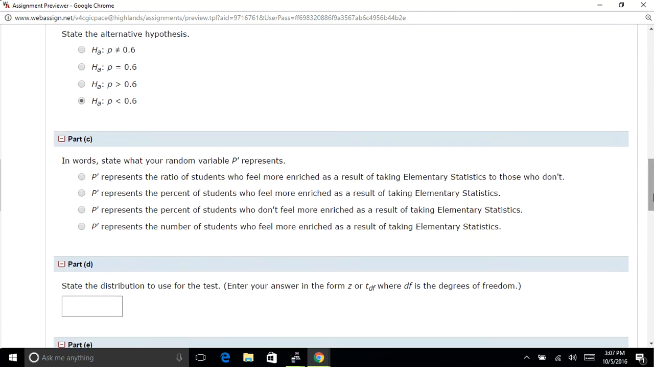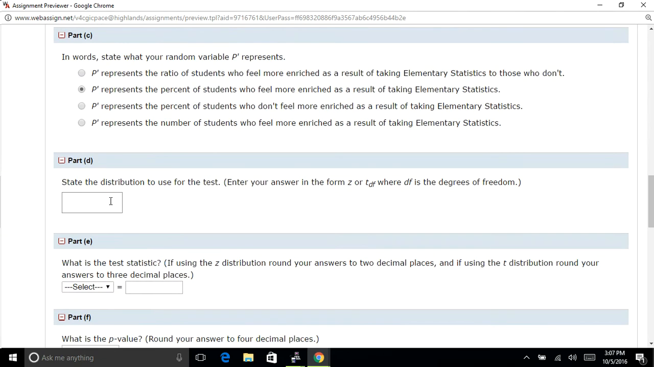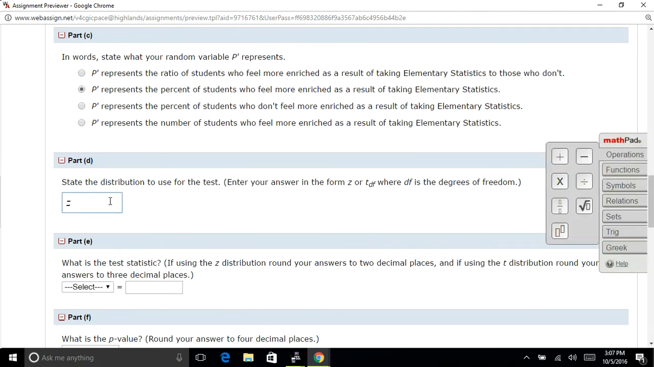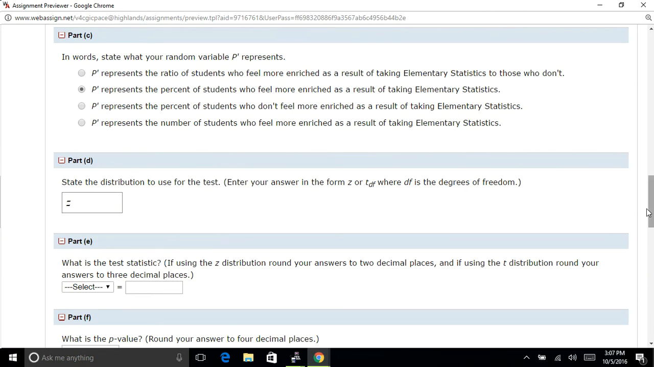Okay, the next thing I want to do is figure out my random variable, and we write it as P with the apostrophe on this one. For this one, we want to figure out the percentage of students who feel more enriched for taking the class, because this is a percentage question. So I want to say people who feel more enriched as a result of taking elementary statistics. I don't need to worry about the other ones, I don't need the ratio, I don't need the number, I need the percentage that feel more enriched. So what's the distribution for this test? It's actually a z-test. So that's all you have to put in there. So to get the test statistic.